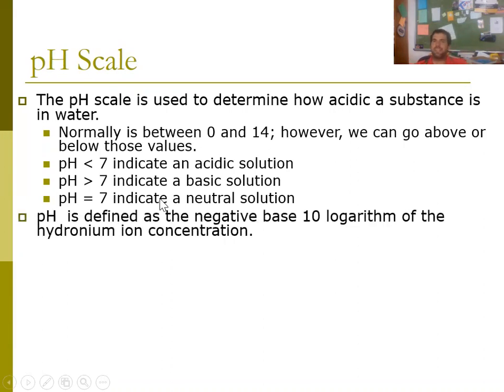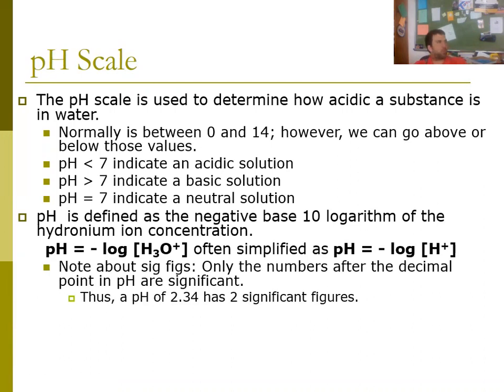pH is defined as the negative base 10 log of the hydronium ion concentration. So pH is equal to negative log of H3O+, or pH is equal to negative log of H+. We talked about yesterday that H+ combines with water to make hydronium.